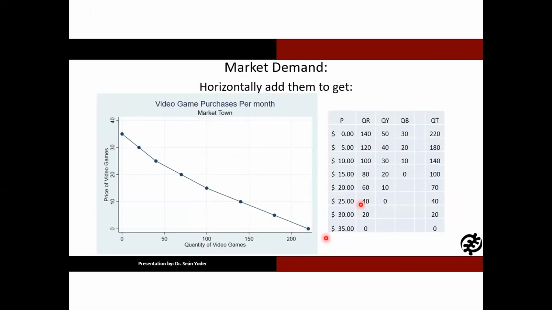Now, if the Rockefellers decided, I'm too cool for this, I'm going to move away, and the Rockefellers left, this market demand curve would shift to the left or go down. Or if the Carnegies moved in, or somebody else moved into the town, that would shift this demand curve to the right.